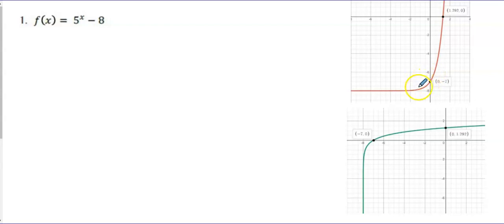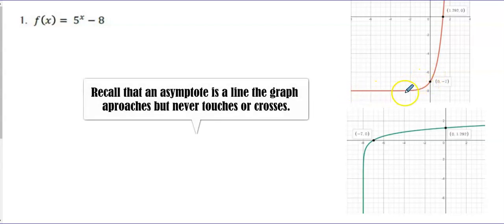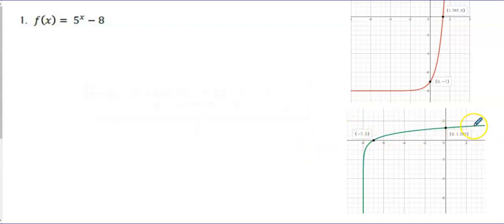Notice that there is an asymptote on this function here. We need to be sure that we notice that, because when we state the domain and range, we're going to be listing that asymptote as one of the starting points. So on the green graph, if you notice, there's actually a vertical asymptote on this one, and it's right here.